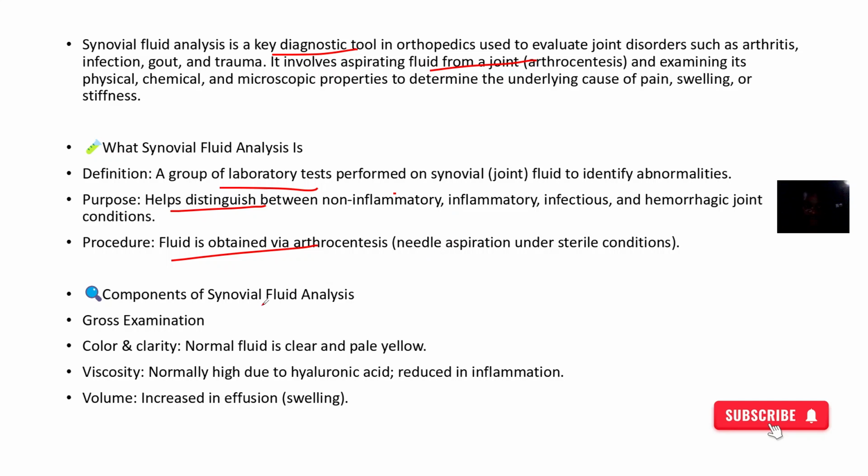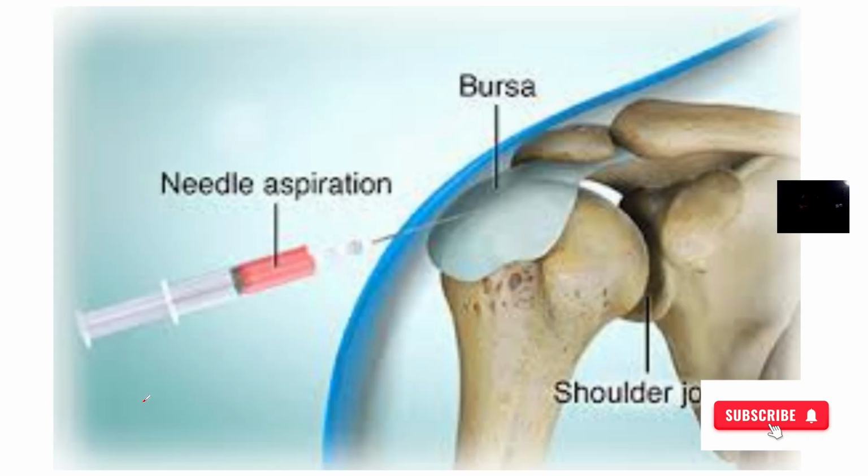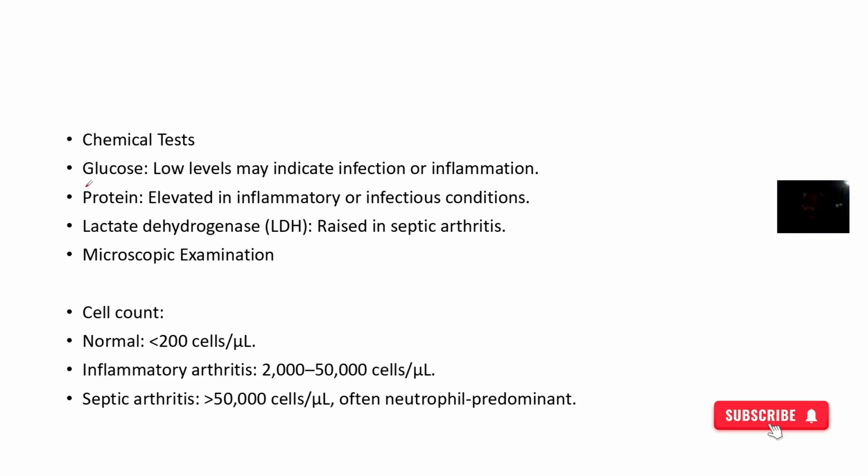So the components of synovial fluid analysis: you are trying to examine the color. From the color you can see whether it's just normal or mixed up with pus or mixed up with blood. You are examining the viscosity. You are also trying to examine the volume. Then chemical tests: you can test for glucose, you can test for the amount of proteins, you can test for enzymes like lactate dehydrogenase, which should be elevated when there's inflammation. Then also some microscopic examination where maybe you are checking for microorganisms.